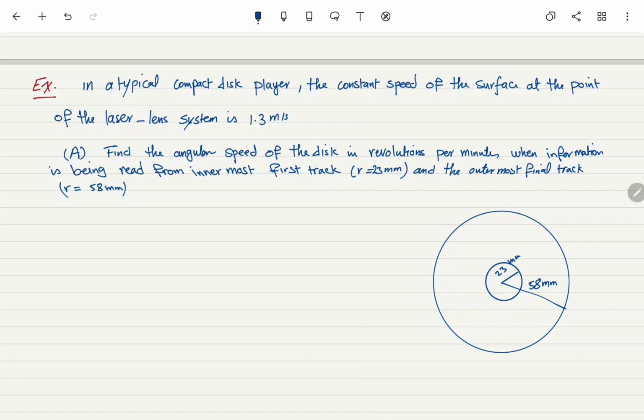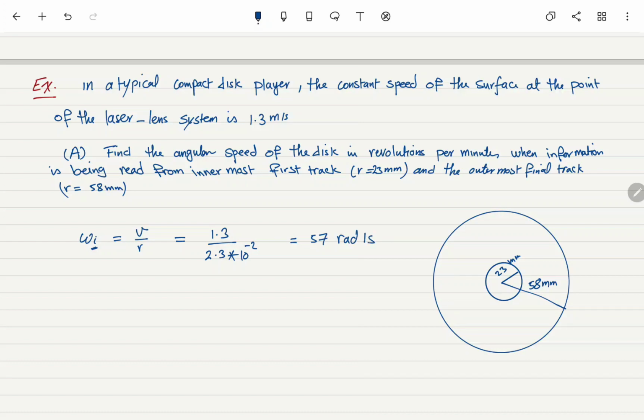Now let's find omega initial, which is equal to V over R. Initial is the innermost track, at R equal to 23 millimeters, so V is equal to 1.3 meter per second divided by 2.3 times 10 to the power minus 2 meters, or equal to 57 rad per second.